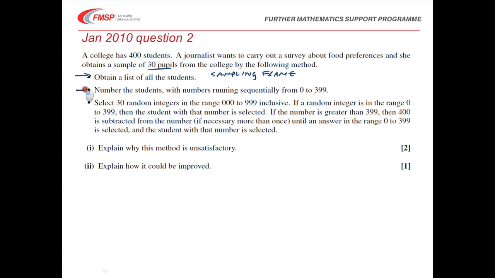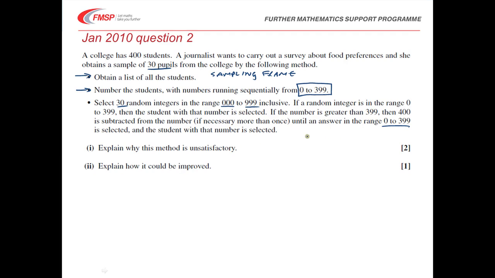Number the students with the numbers running sequentially from 0 to 399. She's going to select 30 random integers in the range 000 to 999. If a random integer is in the range 0 to 399, then they're going to select that student. If it's greater than 399, then 400 is subtracted as necessary until an answer in the range of 0 to 399 is selected. Which seems a reasonably sensible thing to do, until you start thinking about it. So we've got to explain why it's not satisfactory.